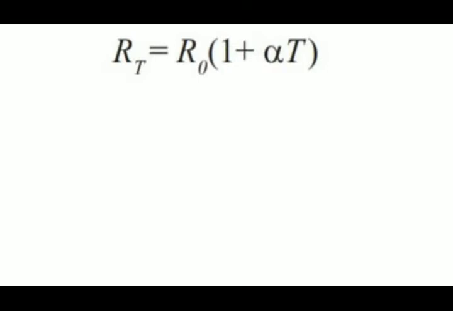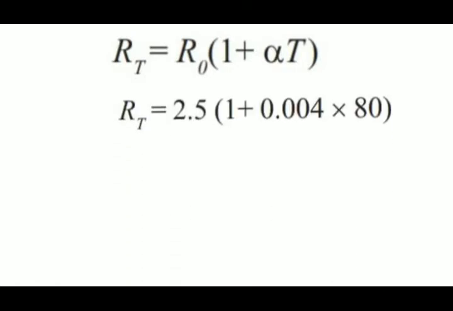Which formula are we going to use here? As we have seen in equation number 3, RT is equal to R0 (1 plus alpha T). RT is the final resistance, R0 is the original resistance, which is 2.5, 1 is the digit, alpha is the temperature coefficient of resistance, and T we are also having. So what is the next step? Just substitute all the values. R0 is 2.5, (1 plus alpha, which is 0.004, times T, which is 80). So we have just substituted the values.